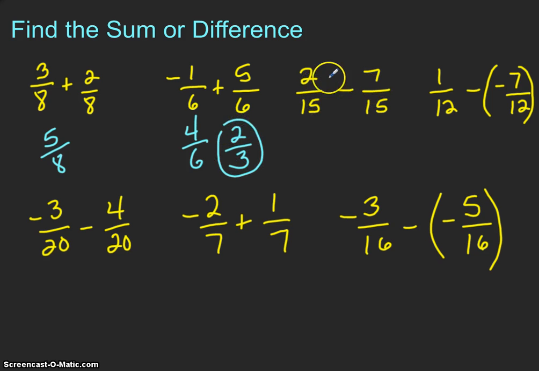2/15 minus 7/15. Again, different signs, find the difference. This is positive, this is negative. So it's 7 minus 2, which is 5. It's a -5, so it's going to be -5/15. I can reduce that by 5. I get -1/3.